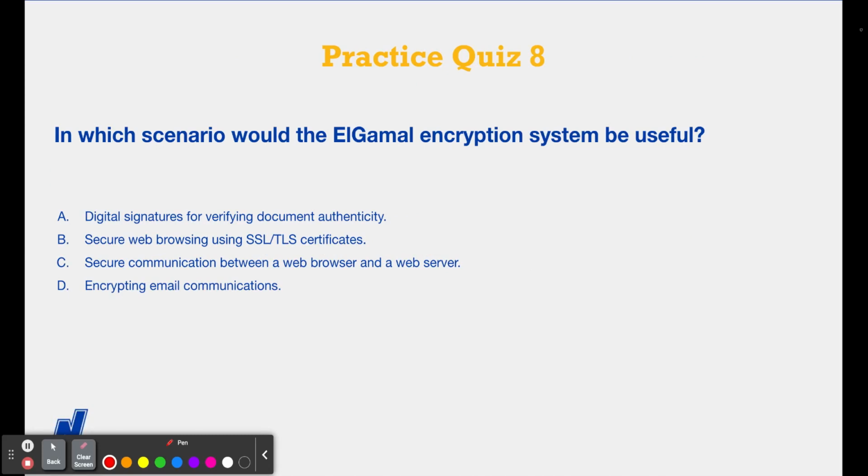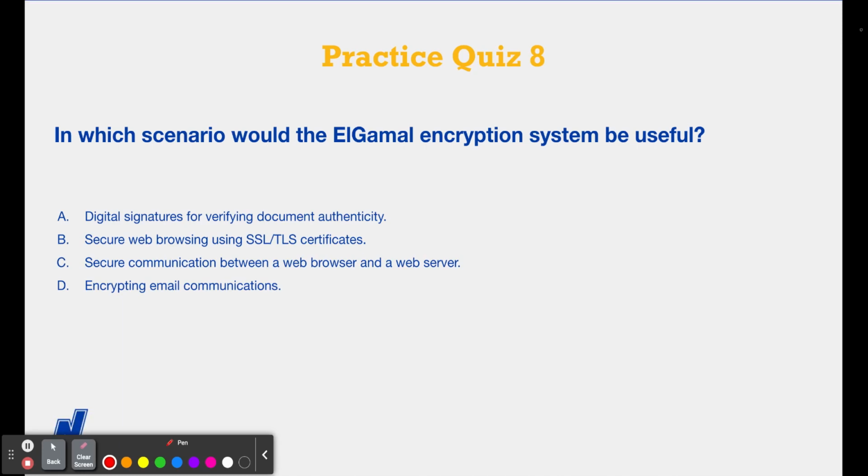In which situation could the ElGamal encryption system be useful? A. Digital signature for verifying documents and authentication? B. Secure web browsing using SSL or TLS? C. Secure communication between a web browser and a web server? Or D. Encrypting email communications? So with that, let's test your understanding of the ElGamal encryption system.